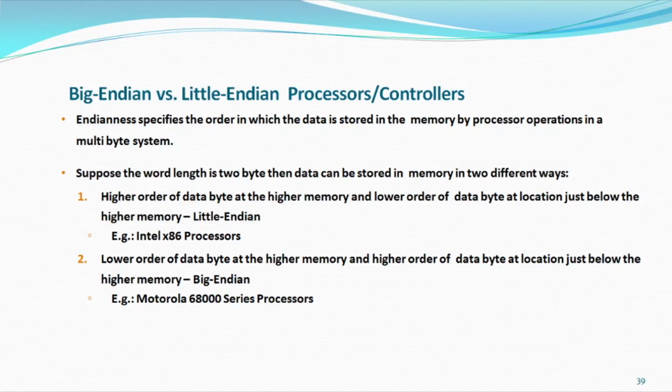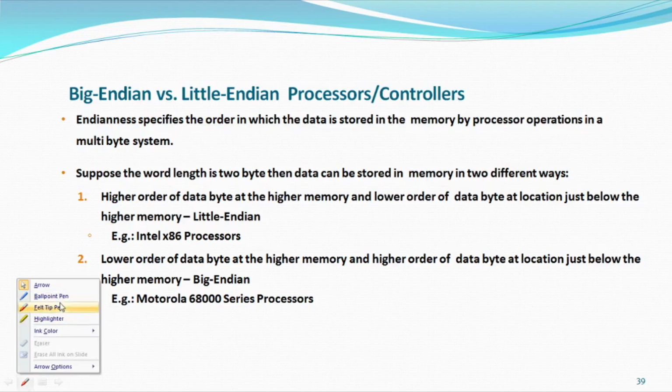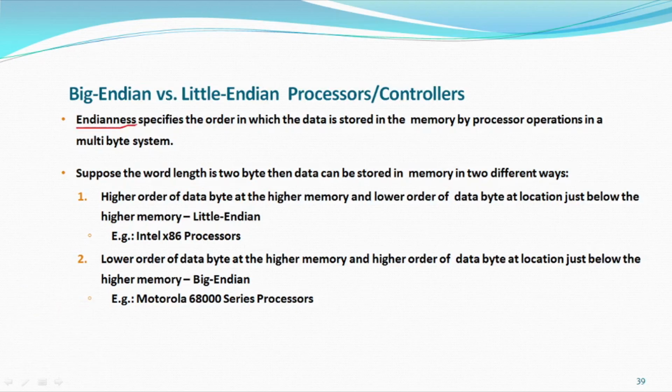So hello everyone, in today's session I'll be explaining the difference between Big Endian and Little Endian processors or controllers. Before I explain in detail what these are, what we should know is that Endianness basically focuses on how exactly you're storing the data in the memory. Based on that, there are two categories, one called Little Endian, one called Big Endian. So it's only about the way in which data is stored in the memory.